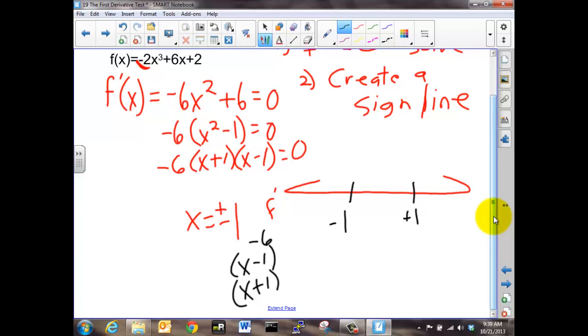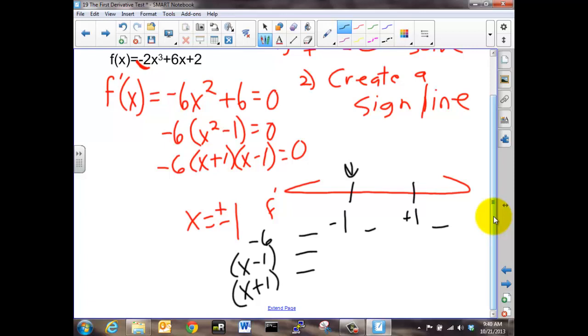So what we need to do is figure out what is the sign of F prime to the left of -1. Pick any number less than -1. -2 would be an easy one. When I put -2 in here for x, is -6 positive or negative? Negative. -2 minus 1? Negative. -2 plus 1? Negative. It's any number to the left of this number right here. There's no place to put it in. So it's just -6. This -6 is always going to be a negative number.